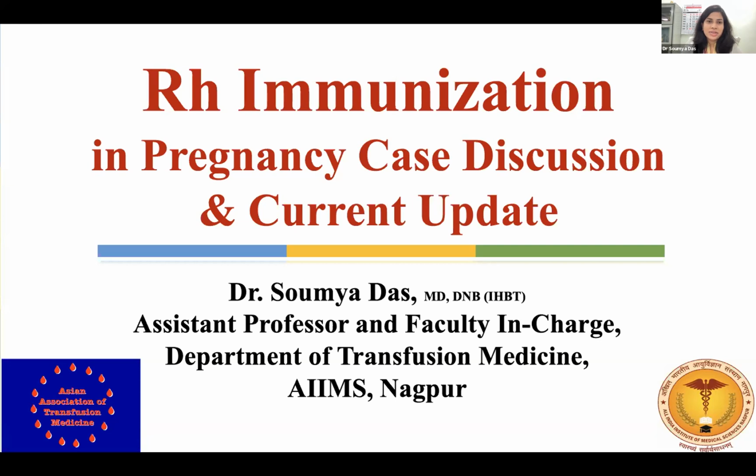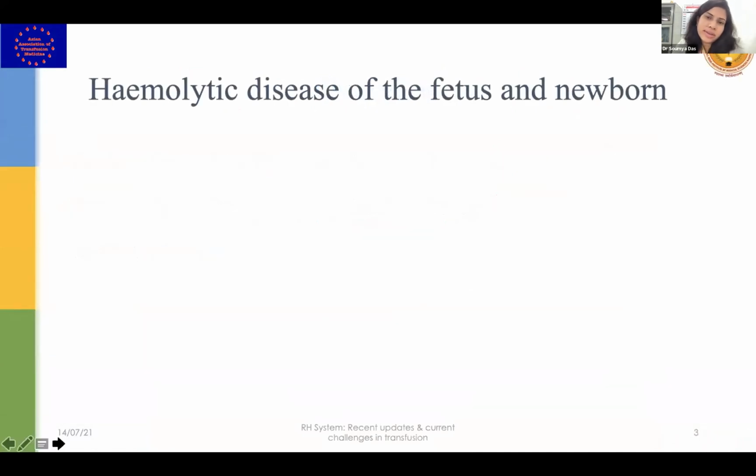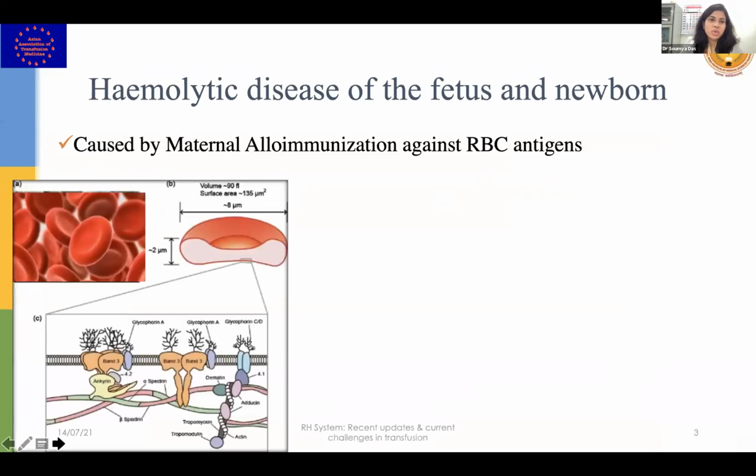So this will be the overview of my presentation, followed by hemolytic disease of the fetus and newborn. Basically, we directly jump to it being caused by the maternal alloimmunization to RBC antigens. But many a time we tend to forget the non-hemolytic causes as well, which include the alpha thalassemias and other non-hemolytic causes, which do need to be remembered.